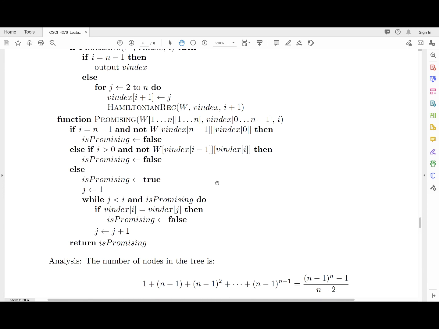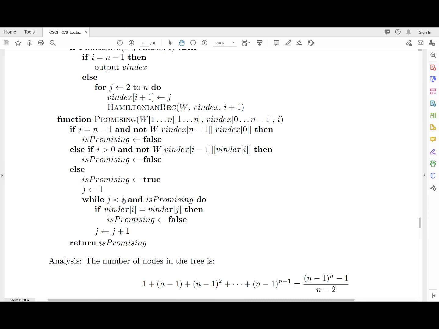Then we also need to check, for every other node that we had before, whether we already included that vertex in our solution. If so, it makes our solution not promising, because we want to make sure that we are visiting every node only once. That is the part where we check that we are not visiting any node more than once, and this is for all the nodes that we have visited so far. So j is the index of all nodes that we have already visited.